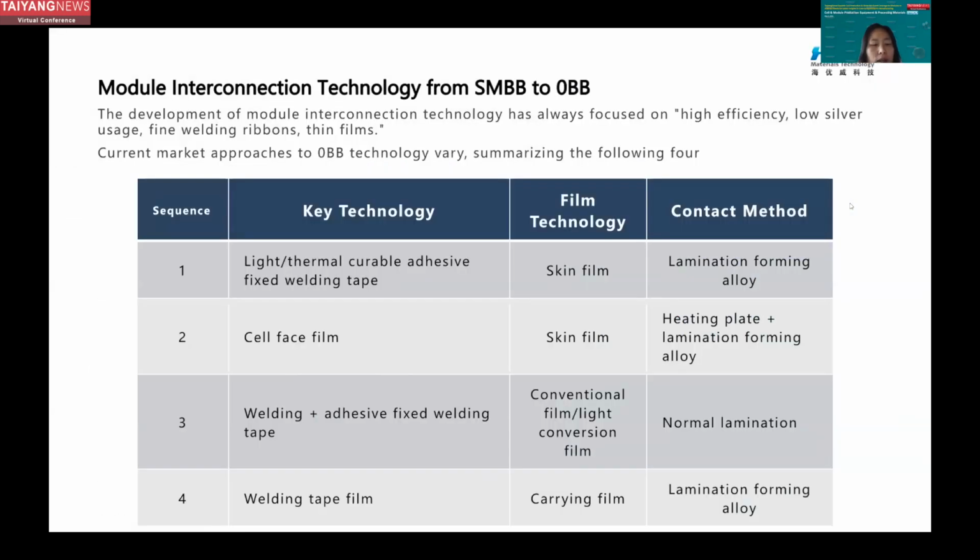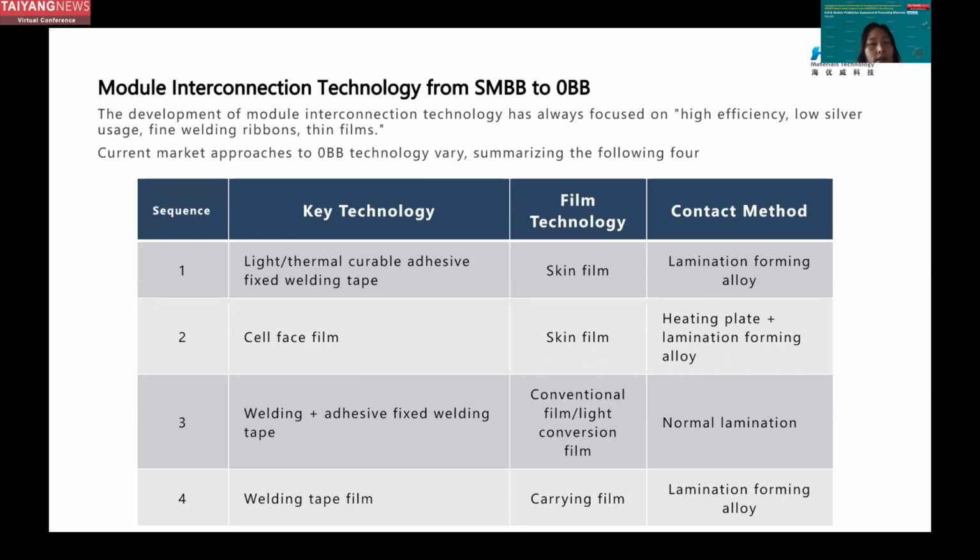Third part is OBB technology. The module interconnection technology has been transferred from the early SMBB to OBB. OBB technology is currently in different routes on the market. We have done a survey summary.